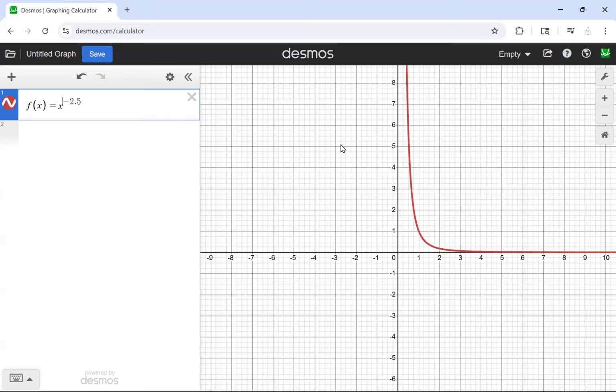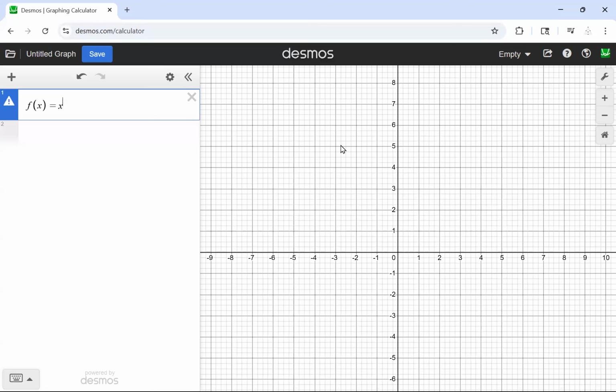We are going to focus most on positive integer exponents for just a moment, because that's where the polynomial functions and the power functions overlap, with positive integer exponents.